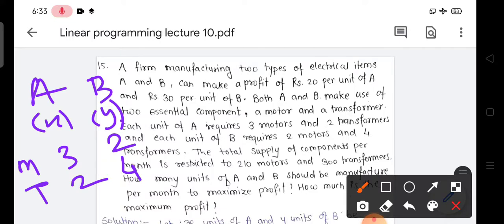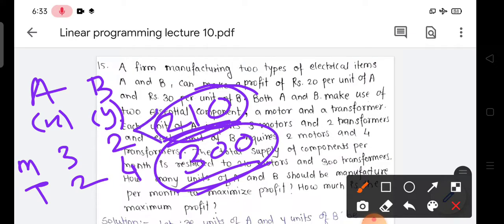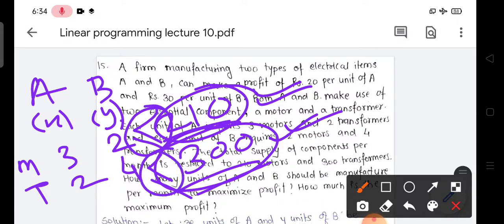Done. The total supply of components per month is restricted to 210 motors and 300 transformers. Okay, restricted means only this much is available. We cannot exceed this value or this number of units. Understood here? What does it mean? This constraint should be less than or equal to. That means we have this much units available. So using only those items we have to prepare A and B. That is, the constraint type is less than or equal to.